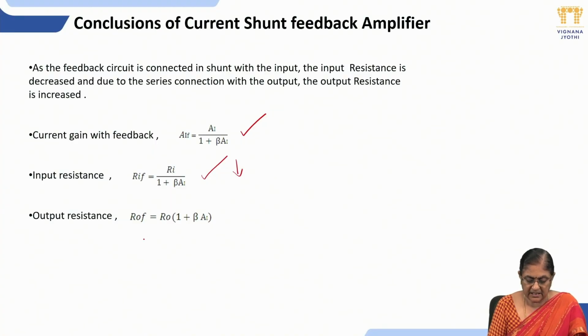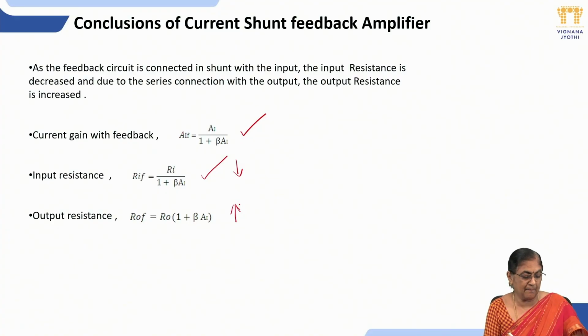Coming to output resistance of current shunt feedback amplifier, R0F is equal to R0 into 1 plus beta AI. So output resistance increases. Why does the output resistance of current shunt feedback amplifier increase? Input terminals of the feedback network are connected in series to output terminals of the basic amplifier. The type of sampler used in current shunt feedback amplifier is current sampler. Therefore, output resistance increases in current shunt feedback amplifier.